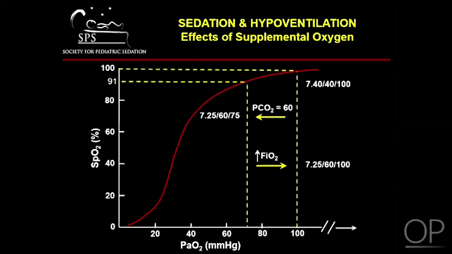Most sedation providers would address this by adding supplemental oxygen, resulting in a rightward shift of arterial partial pressure of oxygen and an increase in saturation. Note, however, that this does not affect the arterial partial pressure of carbon dioxide, and thus impaired ventilation often coexists with supported oxygenation. This illustrates the primary rationale for capnography monitoring, which allows direct assessment of ventilation.